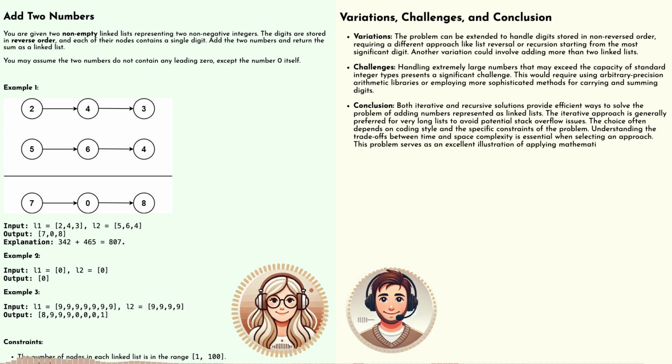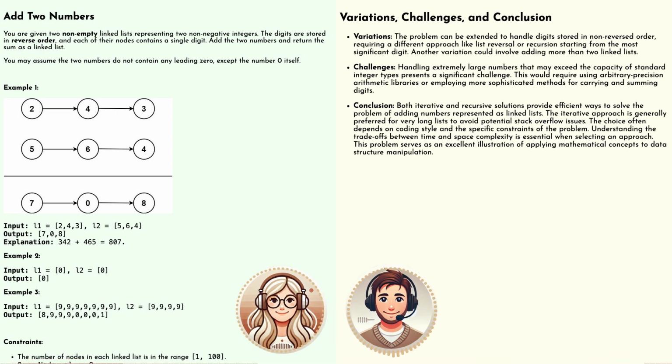You bet. We've only scratched the surface here. There are all sorts of interesting twists and turns we could take this problem. For example, what if the digits in our linked lists weren't stored in reverse order? How would that change our approach? Or what if we wanted to optimize for speed or memory usage even further? There's always more to learn and explore in the world of algorithms and data structures.